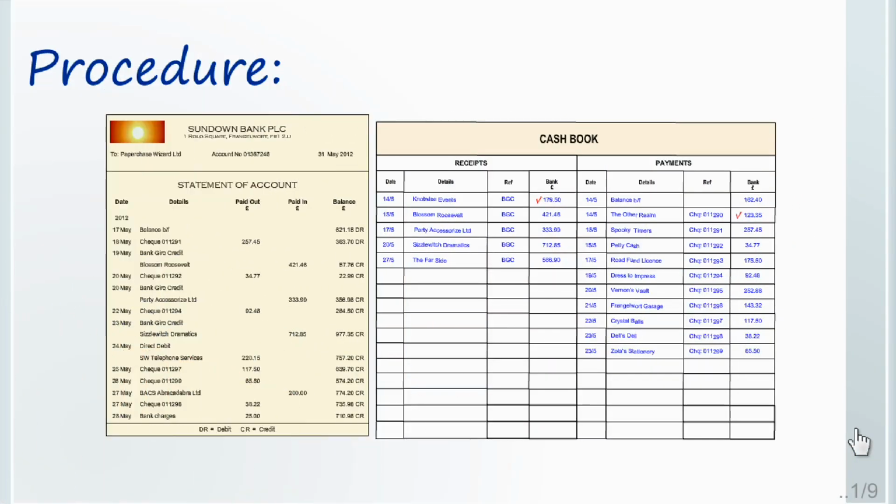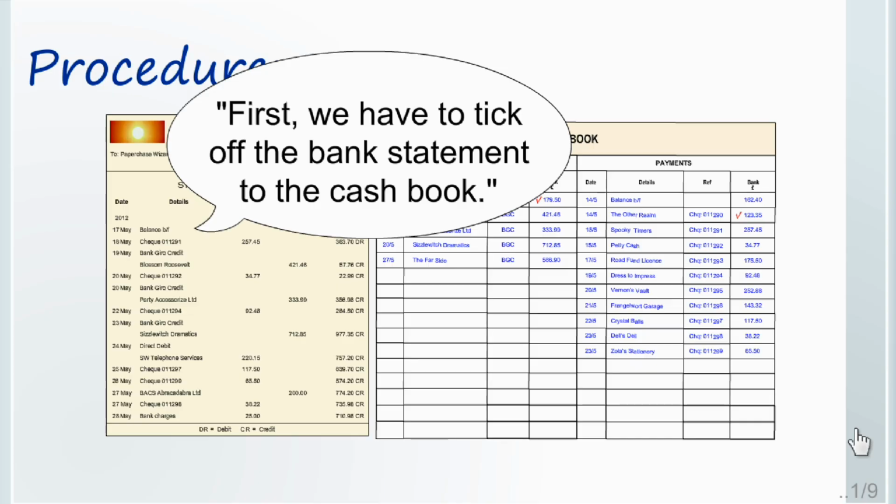Step 1. Firstly, we have to tick off the bank statement to the cash book. This involves identifying each item recorded on the bank statement that also appears in the cash book. This is done by checking the amounts and details on the statement and in the cash book. Where amounts and details correspond, we tick off the items on both the statement and the cash book.